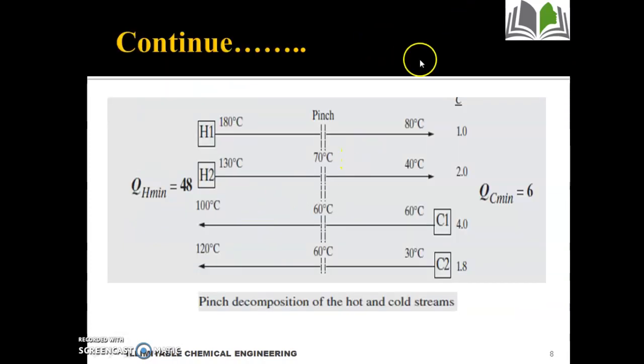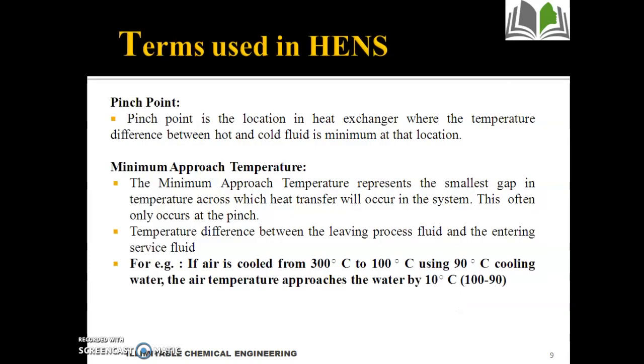So it is written for the hot side 70 degrees Celsius, and in the cold side it is 60 degrees Celsius. Specific heat is written for the particular stream, and at the pinch having utility requirements 48 kilowatt and cold utility requirement 6 kilowatt. This is how we can draw the pinch decomposition network from the cascade diagram of the temperature interval method.